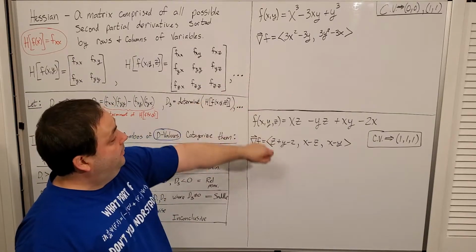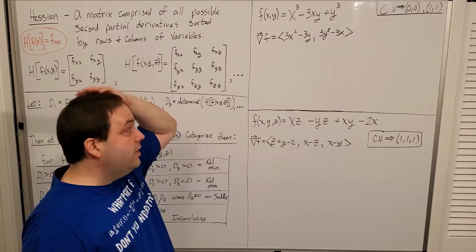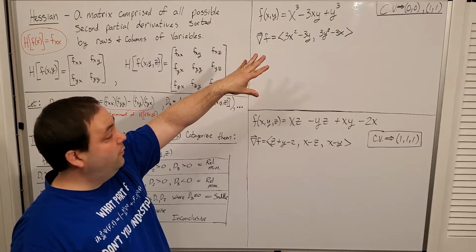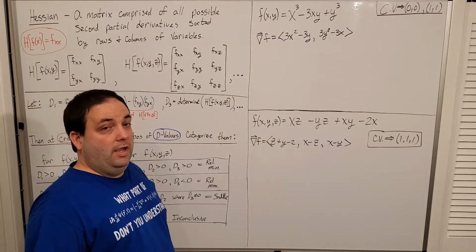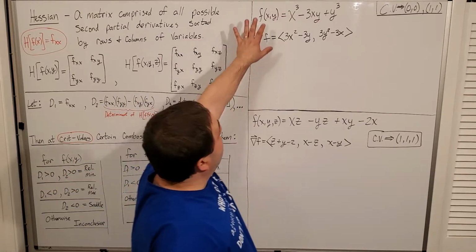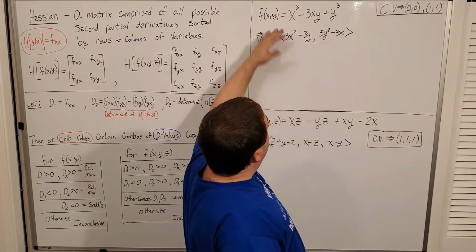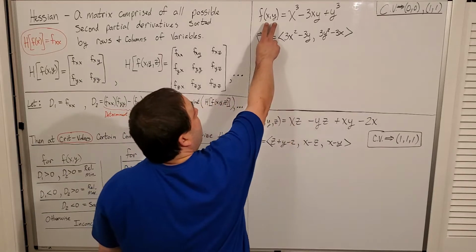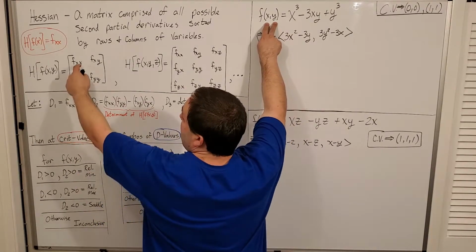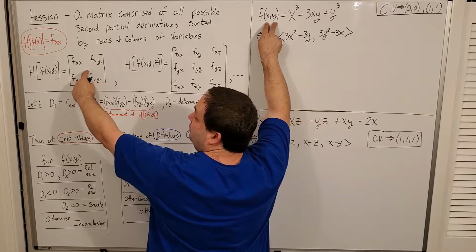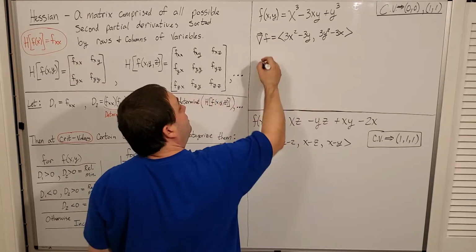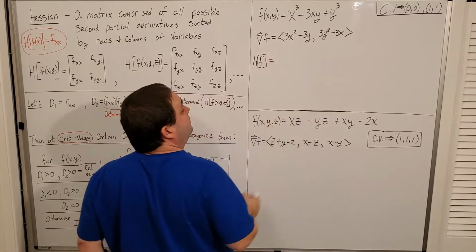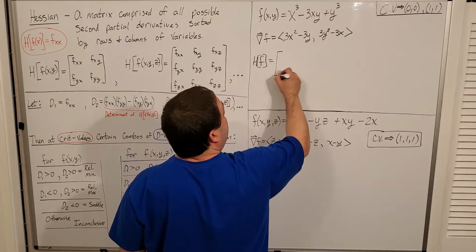So let's apply these to these 2 functions that we've already found the gradients and critical values for. Now let's categorize those critical values. So here's the function, here's its gradient. Next, I would want to create its Hessian. This is a 2-variable function, so I will be creating this type of Hessian right here. So the Hessian of f, in this case, is going to be the determinant.